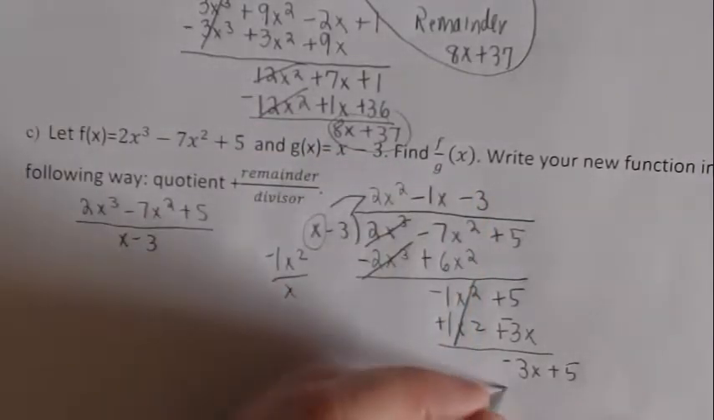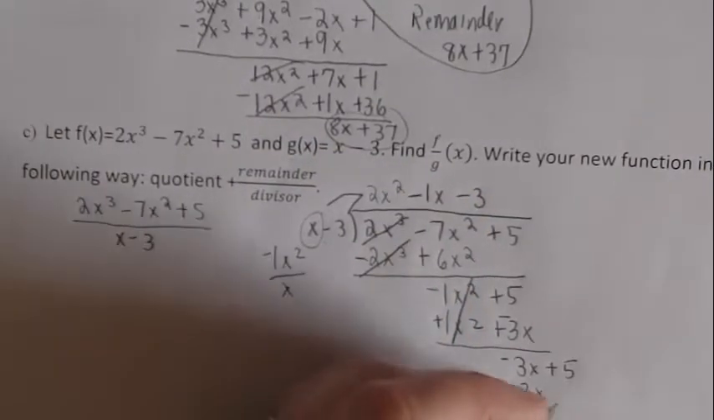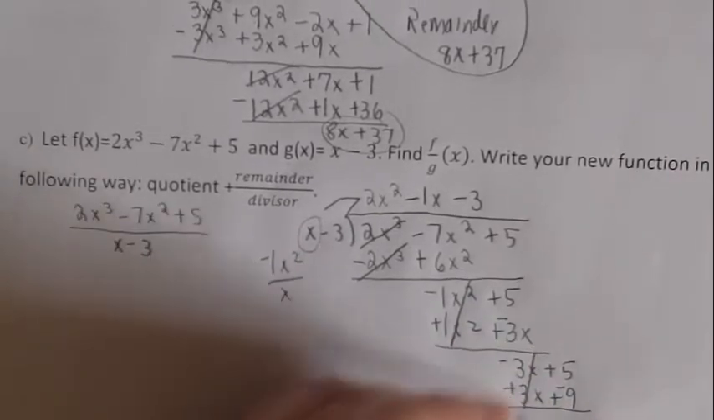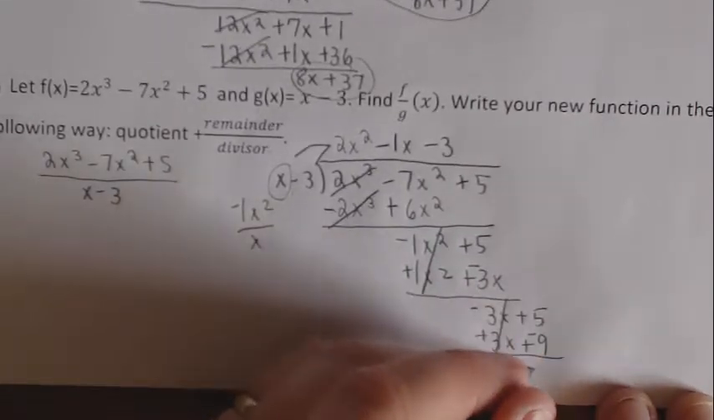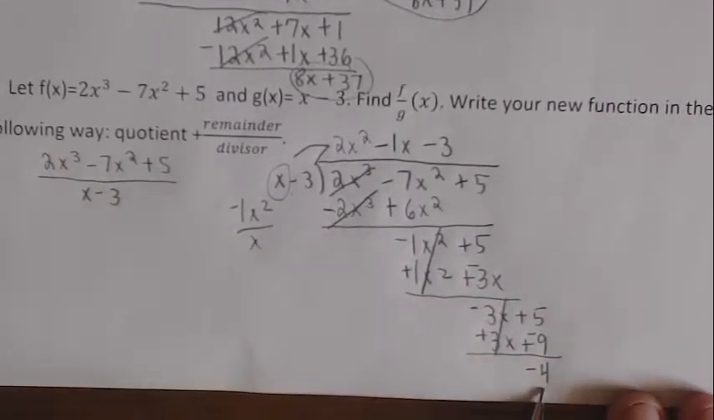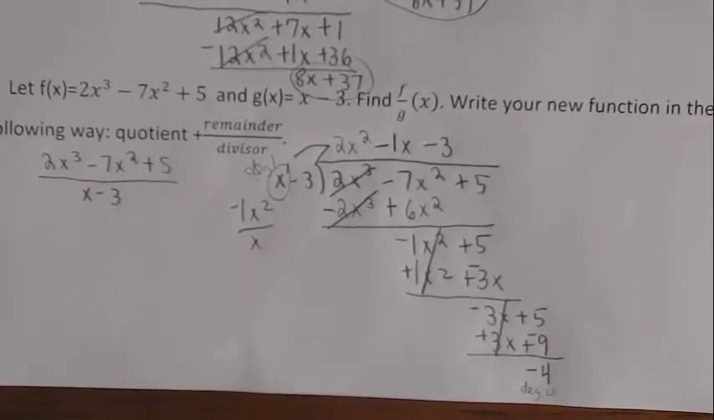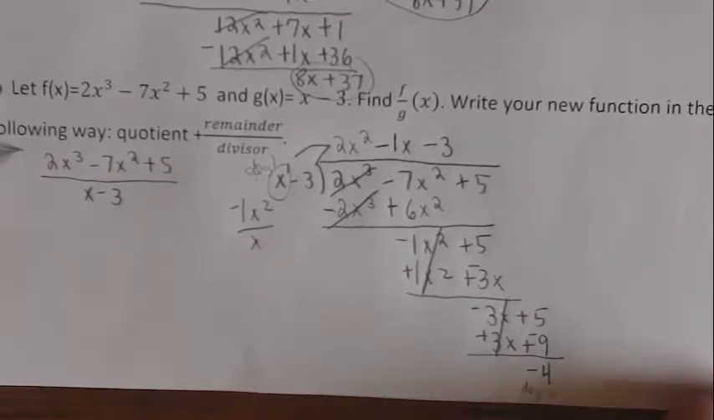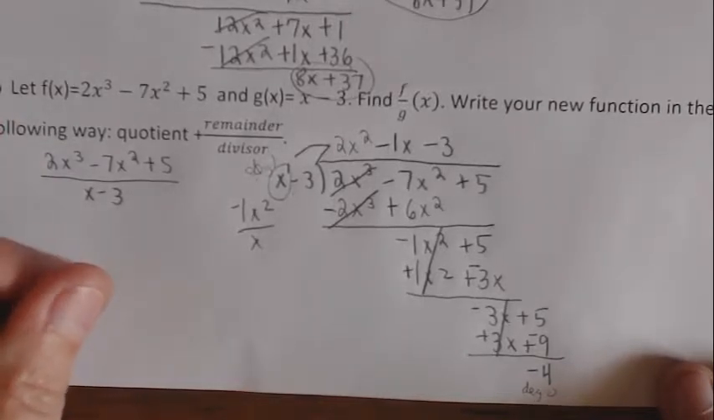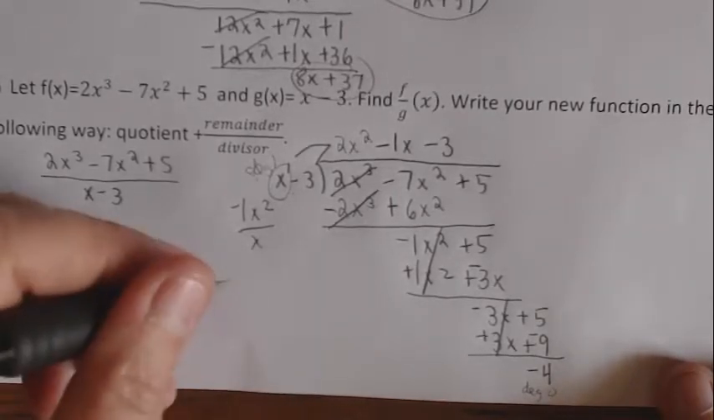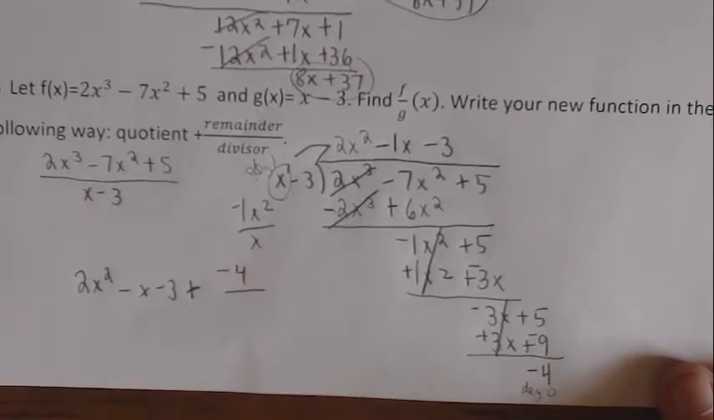Now you're going to distribute back out. That's negative 3x plus 9. Draw your line, change the signs. They add to 0. 5 plus a negative 9 is negative 4. A constant is a degree 0. This is a degree 1. So since this is higher, you stop. Now it says write your new function in the following way: quotient, which was 2x squared minus x minus 3, plus the remainder, which is negative 4, over the divisor.